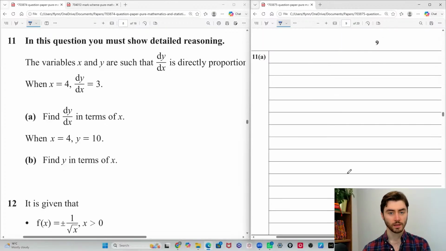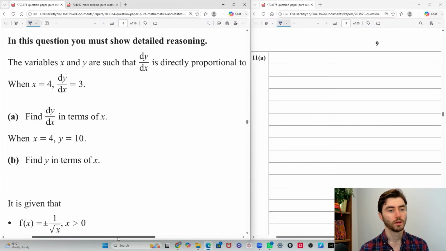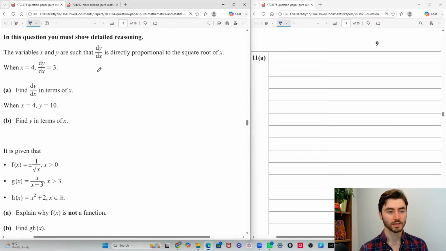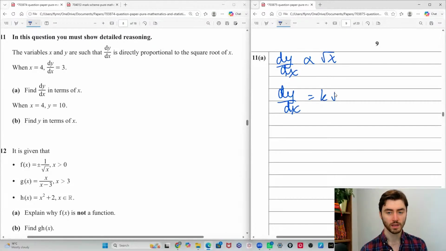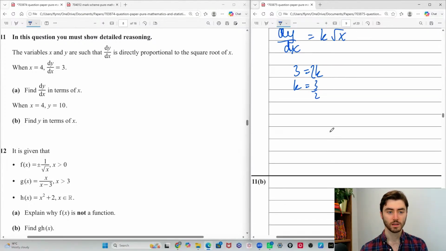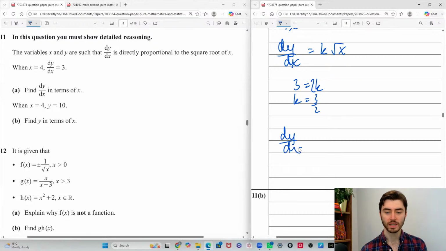So 11a. The variables x and y, let's zoom out so I can see this, are such that dy/dx is directly proportional to the root of x. In other words, dy/dx is equal to k root x, where k is some constant of proportionality. dy/dx equals 3 when x is equal to 4. So 3 equals 2k, and k is equal to 3 over 2. This gives us dy/dx in terms of x, which is that dy/dx is 3 over 2 root x.